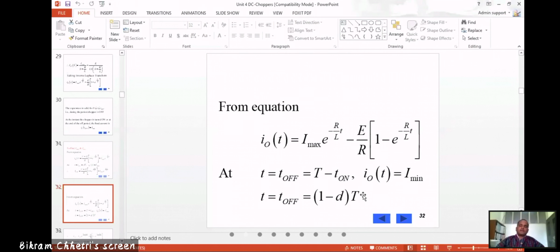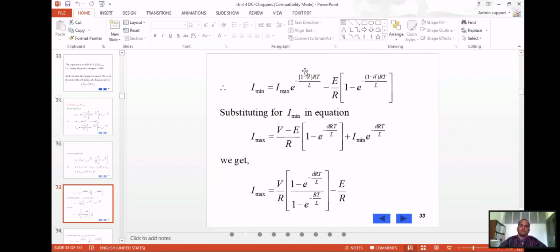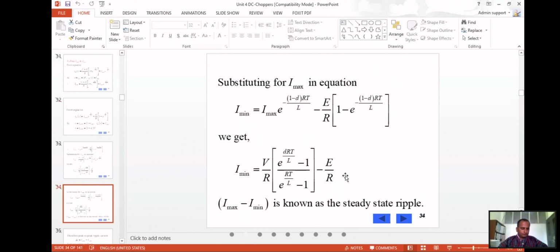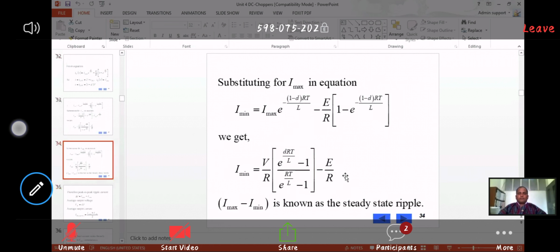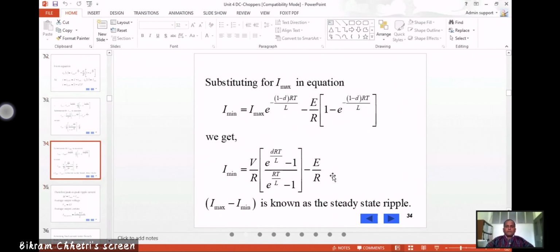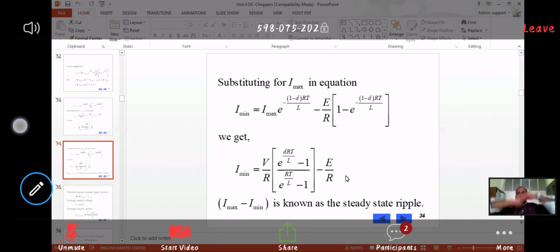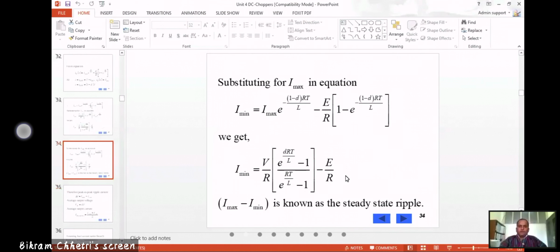So in terms of D and T for time period T, similarly for this we have to replace with 1 minus D. So we are replacing in these two forms 1 minus D, and if you try to substitute for I min, then finally you will get this equation. So we have to substitute for I max in these equations, then we get this.